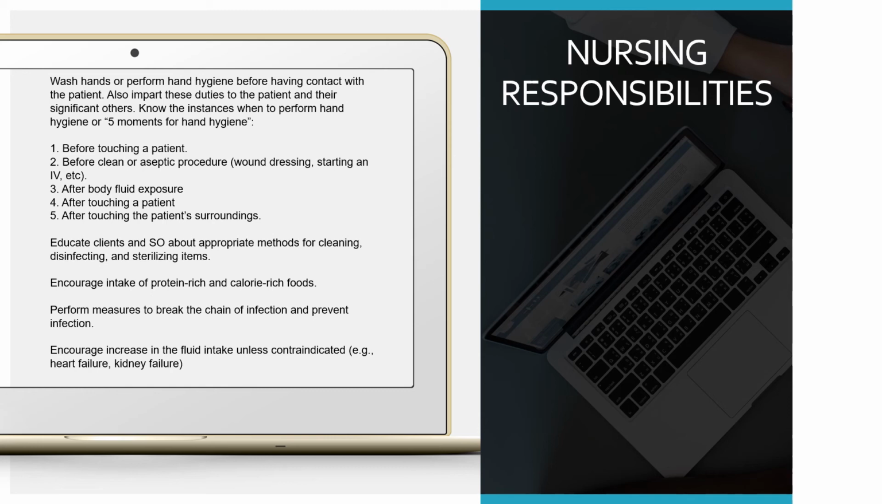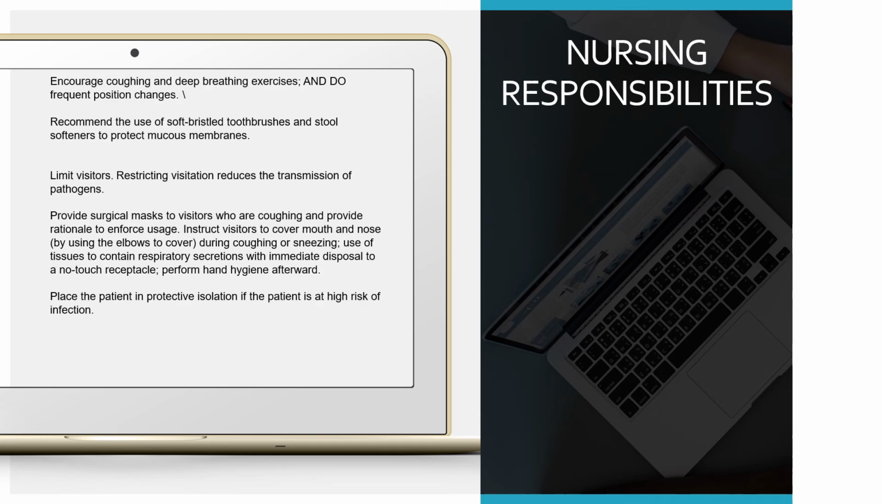Encourage adult patients in coughing and deep breathing exercises, and do frequent position changes. It helps reduce the stasis of secretions in the lungs and bronchial tree. When stasis occurs, microbial infection of the respiratory tract occurs and may lead to pneumonia. Then recommend the use of soft-bristled toothbrushes and stool softeners to protect mucous membranes. Hard-bristled toothbrushes can compromise the integrity of the mucous membrane and provide a port of entry for pathogens.